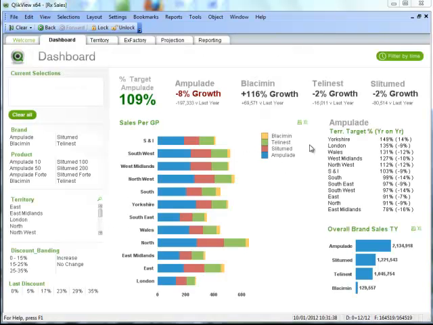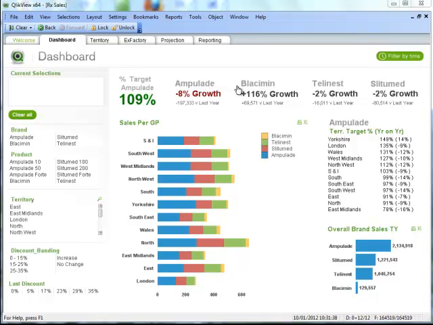This is our sales dashboard. It provides us with an overview of Analyse performance, along with a high-level overview of Blasamin, Telinest and Slitamed, our key competitors' drugs. On first glance, we can see that Yorkshire as a territory is performing very well with 149% growth. We can also see that Blasamin, one of our key competitors, has 116% growth versus last year. This is something we will need to keep an eye on.